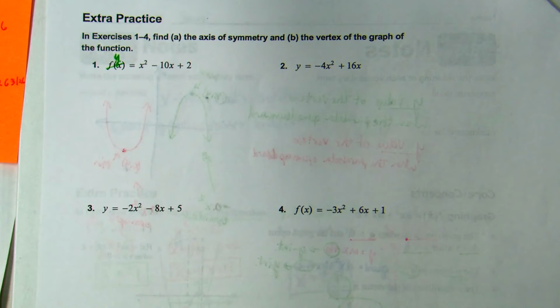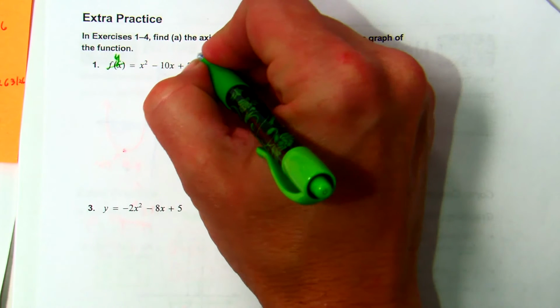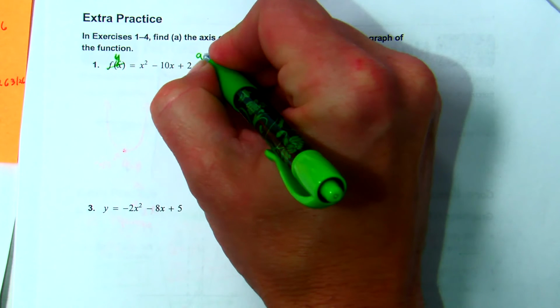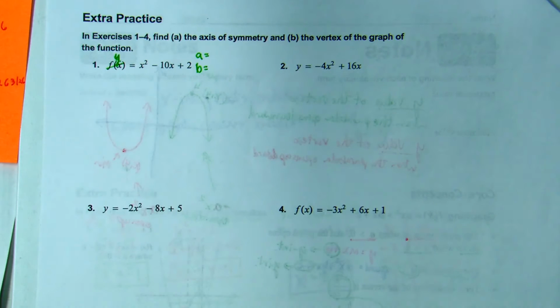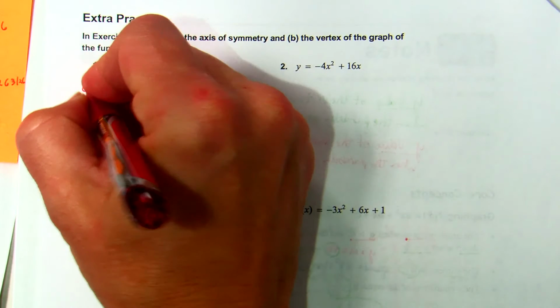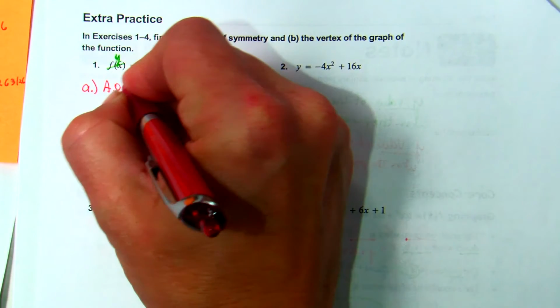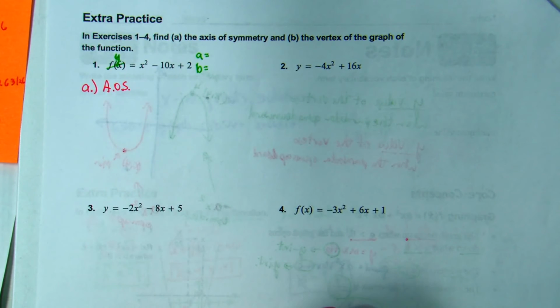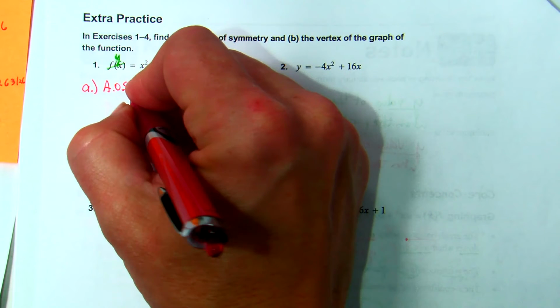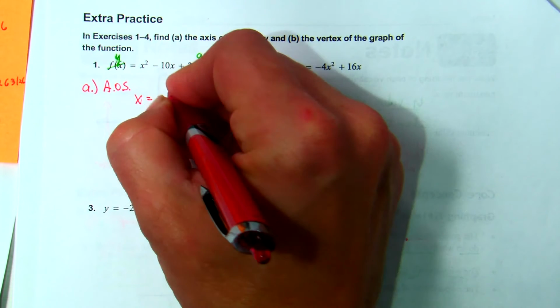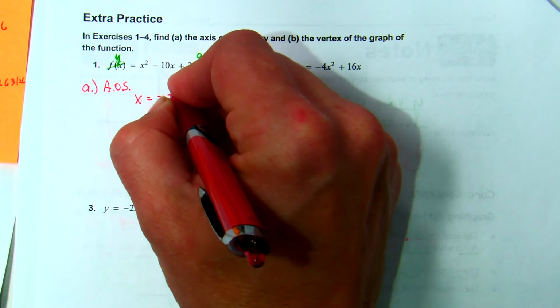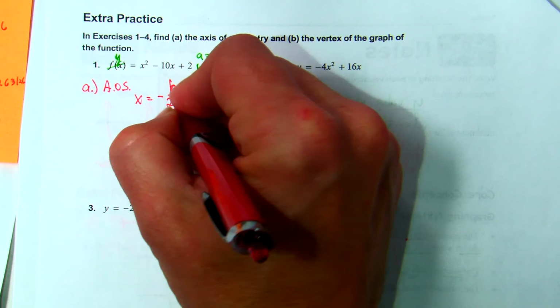The first part, we're just going to find the axis of symmetry, so we're going to find the placeholders for a and for b, and then plug those into our equation. And a was the axis of symmetry, and the formula for that is x is equal to the opposite of b over 2a.